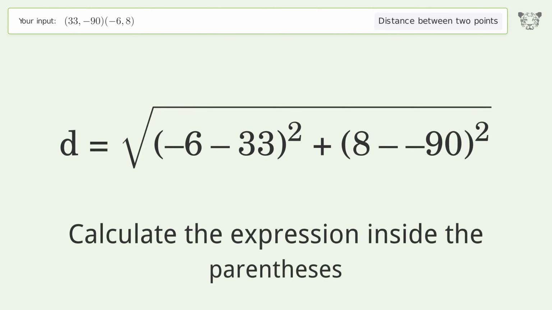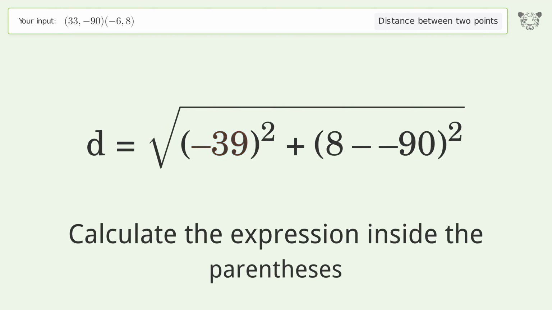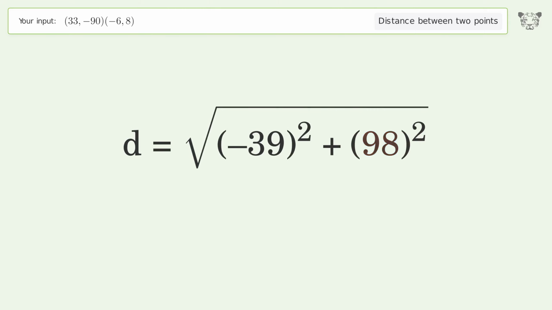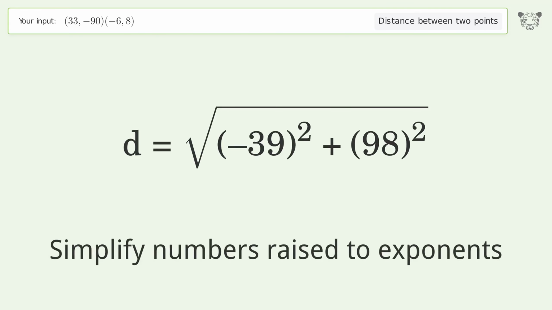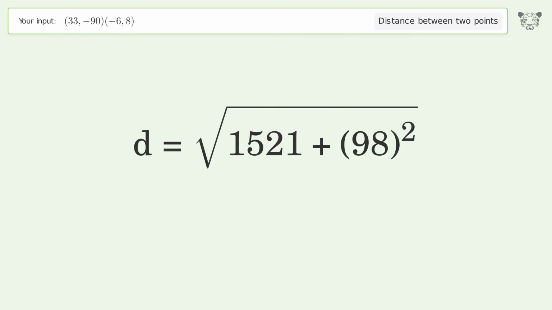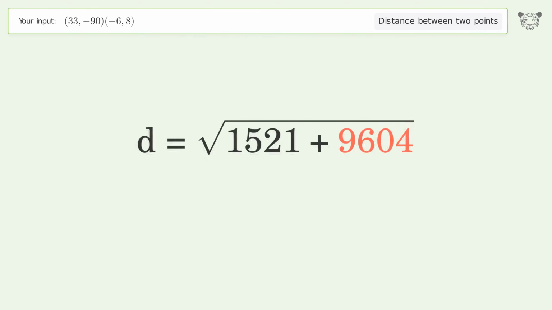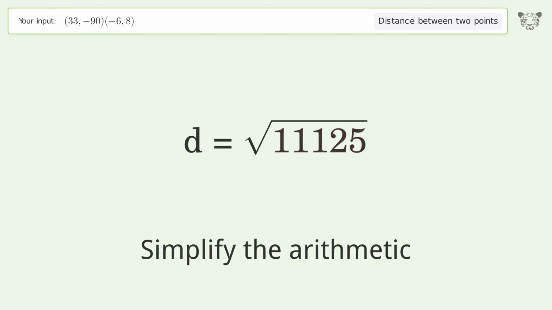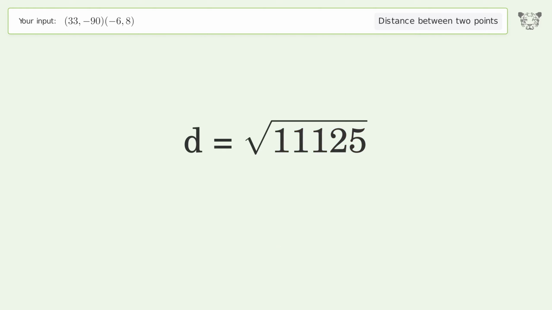Calculate the expression inside the parentheses. Simplify numbers raised to exponents. Simplify the arithmetic. And so the distance between the 2 points is the square root of 11,125, or 105.475.